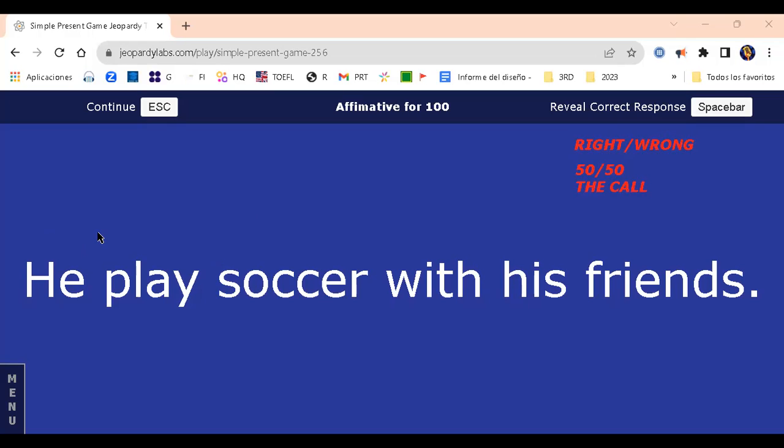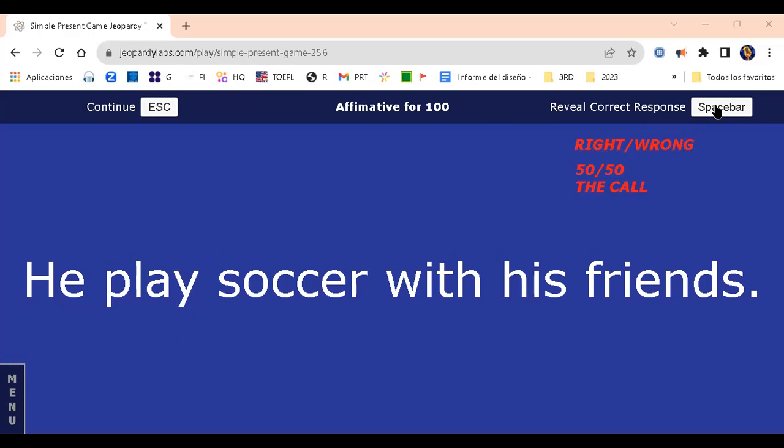What do you think? Vamos a ver alguien más. So, what is the correct form? So, what is the mistake, by the way? ¿Cuál es el error? He plays. Play verbo. Yes, we have to place S, right? Okay. IES or S? Solo la S or IES? IES. Vamos a ver. ¿Todos están de acuerdo?